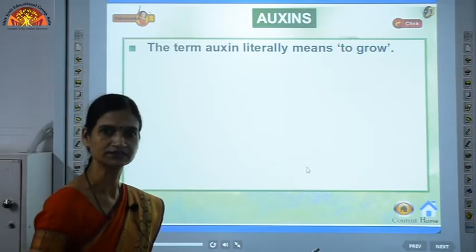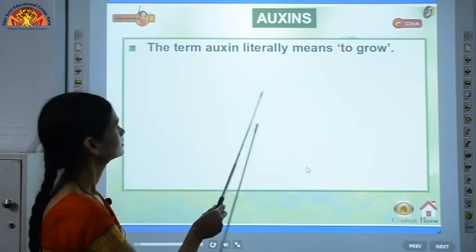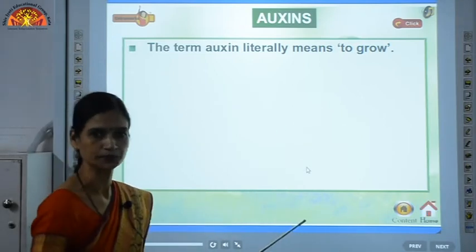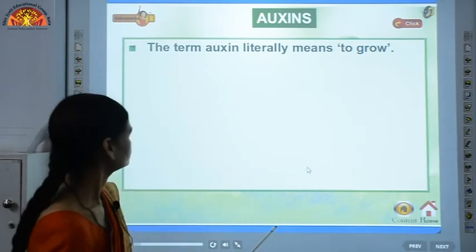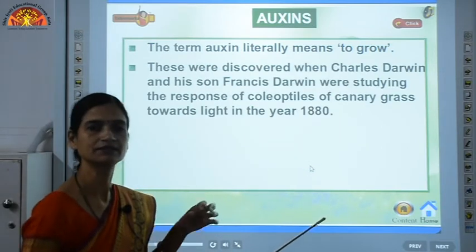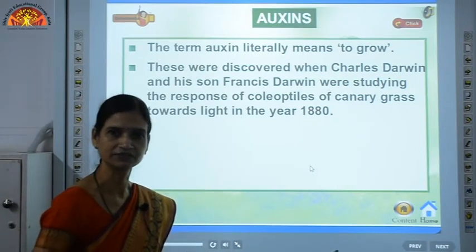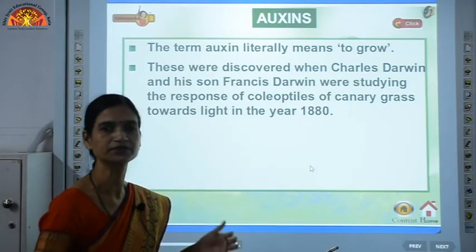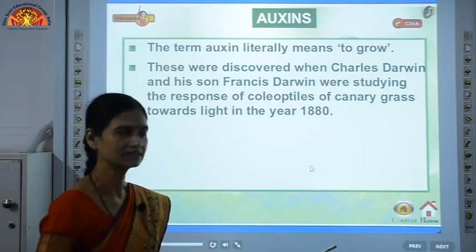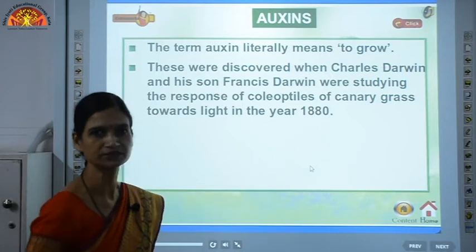The first hormone we have to study is auxins. The meaning of auxin is to grow. What we will do is take each hormone and study it. First of all, we will study the discoveries related to this hormone, how these hormones were discovered, and then we will understand the physiological effects of these hormones on the plants.